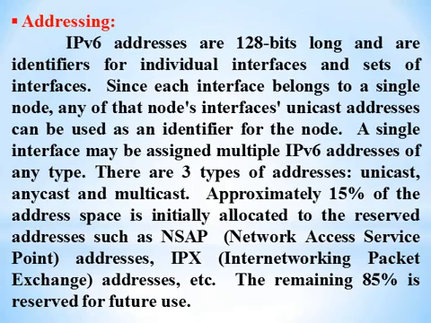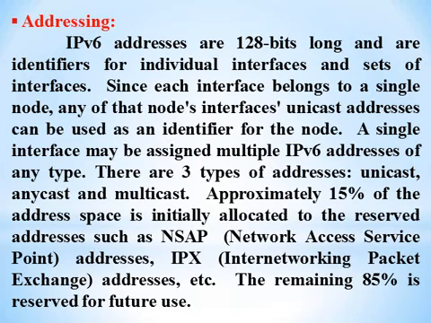What's the addressing? IPv6 addresses are 128 bits long and are identifiers for individual interfaces and sets of interfaces. Since each interface belongs to a single node, any of that node's interfaces' unicast addresses can be used as an identifier for that node. A single interface may be assigned multiple IPv6 addresses of any type. There are three types of addresses, that is unicast, anycast and multicast.